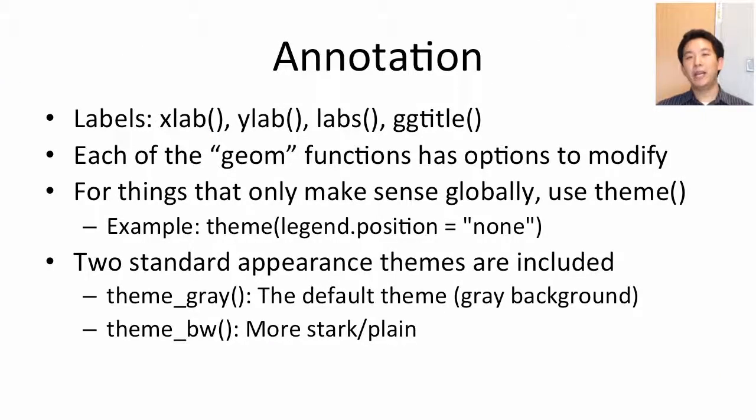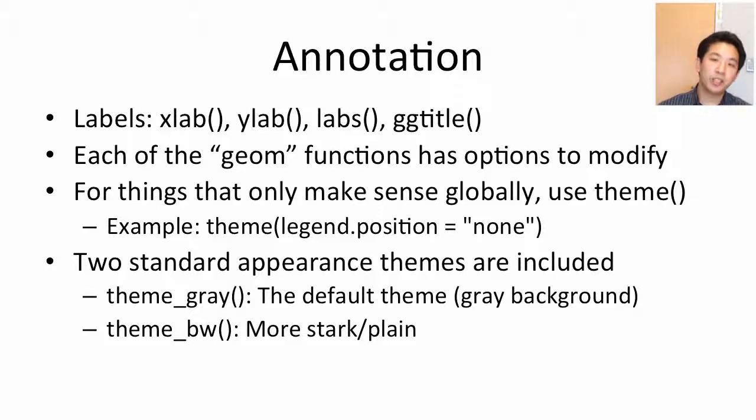So once you've made your plot, often you want to modify things like the axis labels and the titles and other kinds of plot metadata. And so there are a number of functions for doing that. For the labels, there's the xlab function, the ylab function, and the ggtitle function. Those are all used to specify the x label, the y label, and the title. You can also use the labs function, which is a more general function that can be used to specify x, y labels or titles. It doesn't really matter what you use.